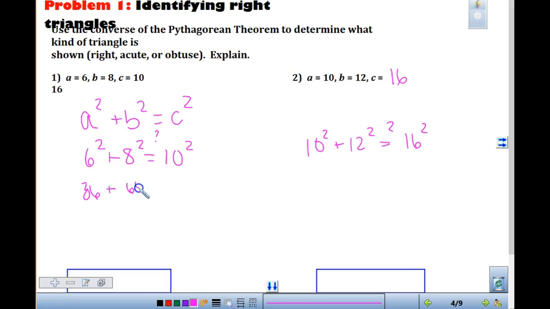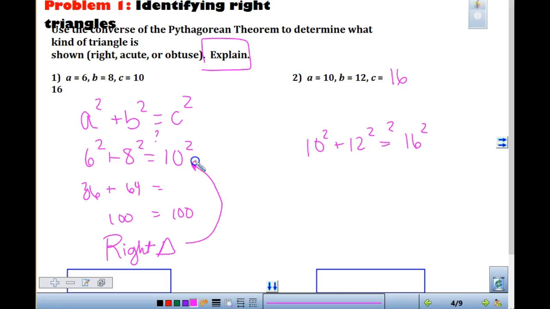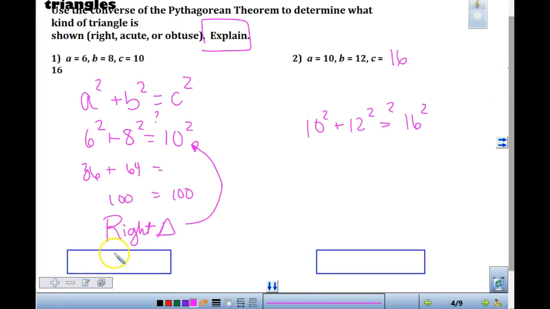36 plus 64 gives us 100. And 10 squared is also 100. Since 100 equals 100, we are going to say it is a right triangle. And because it's a right triangle, it's going to say explain. The explanation is because 6 squared plus 8 squared equals 10 squared, or because 64 plus 36 equals 100.